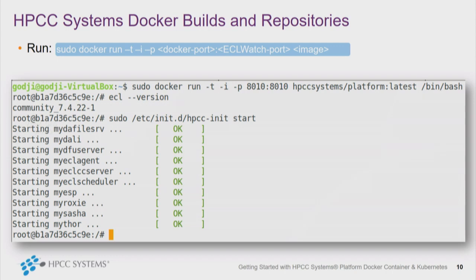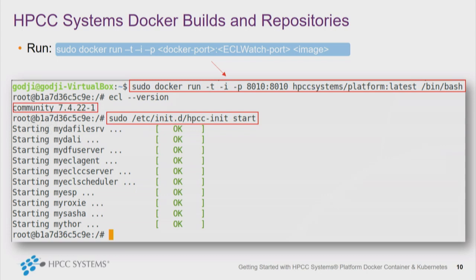Let's take a look. Here you have where we run the latest tag we pulled earlier, which just happened to be the community 7.4.22 gold. If we do an ecl --version, we get that. And in here, you will be right inside the container. But the platform itself is not running, so you have to run it yourself. To do that, you just do it as usual, like this. And right now, you have HPCC running in a Docker container.